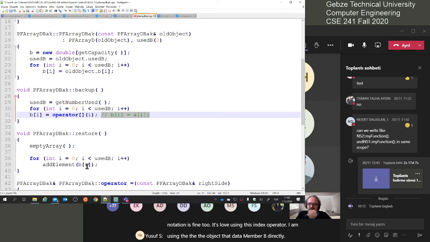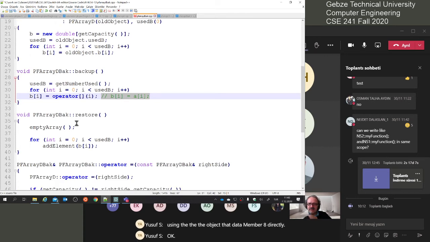Okay, look at this one, the restore. Restore is doing something smart. It says that all I'm going to do is I will empty this array. Whatever I have, I will ignore them, and I will add elements from B one by one. Add element B[i]. So this will work.